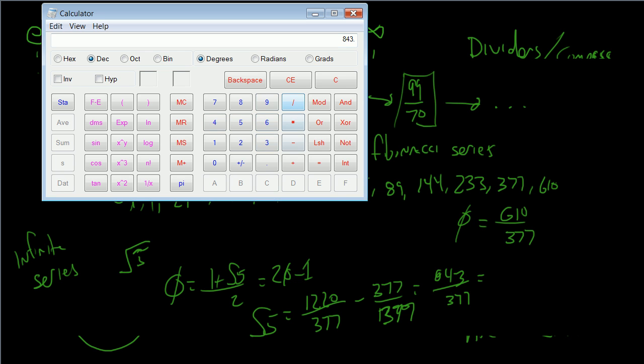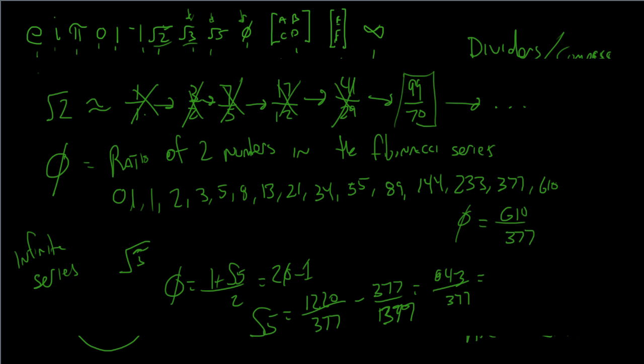843 divided by 377 equals 2.236 minus, let's see, how do we get a square root? Useless calculator. Minus the square root of 5 equals, and that means that's a pretty good approximation. It's off by something like 6 millionths. So this here becomes the square root of 5.